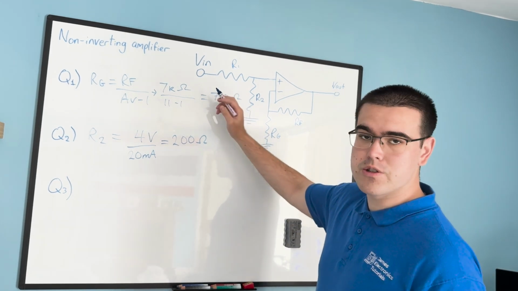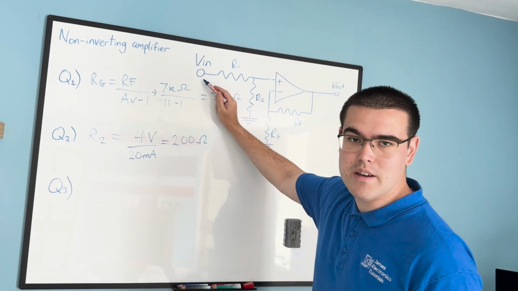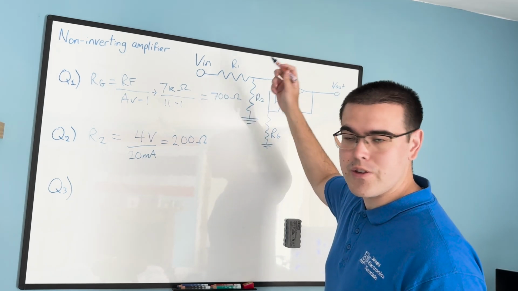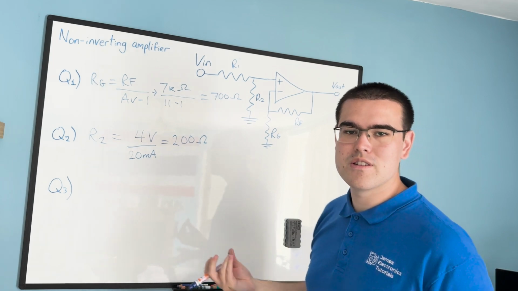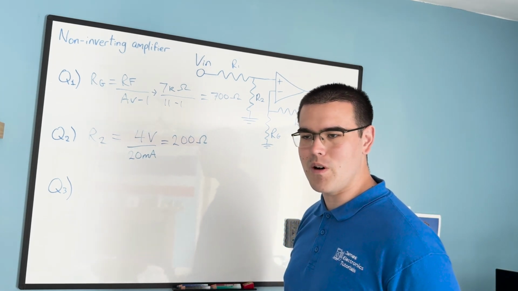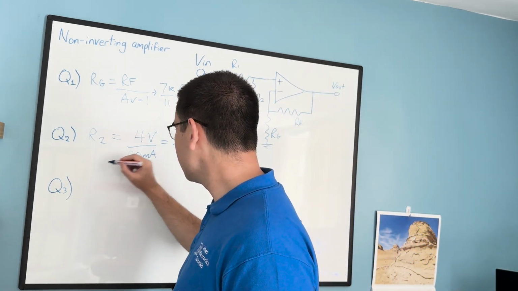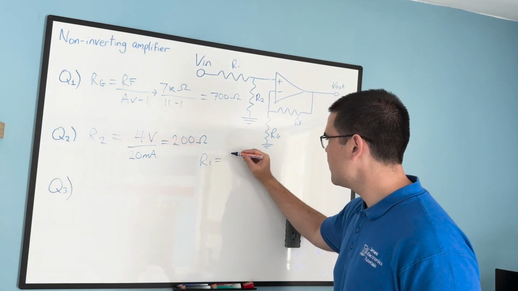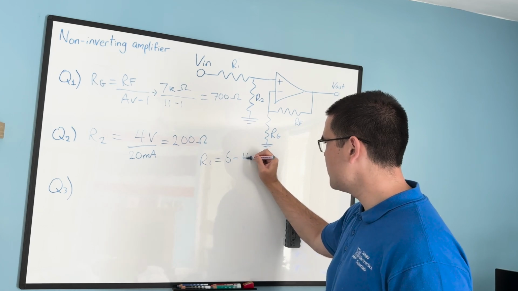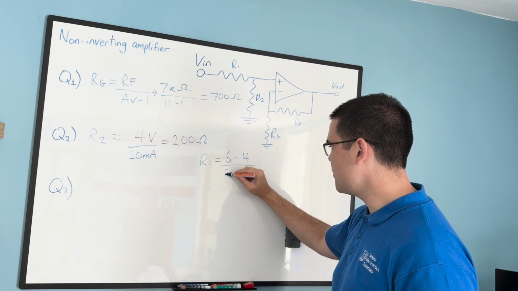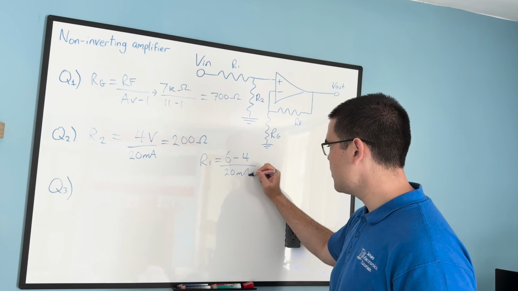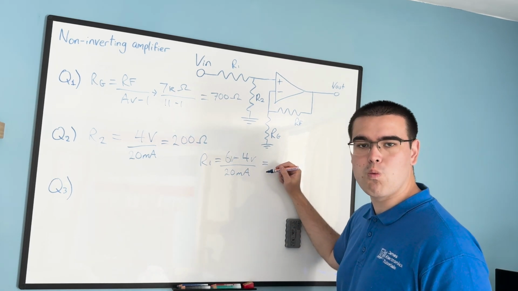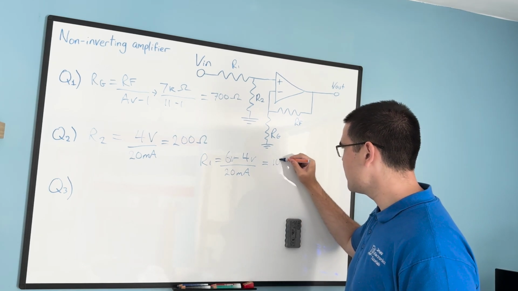Since we've chosen the input voltage to be 6 volts, and we have 4 volts going across R2, of course 2 volts would then have to go across R1. So R1 is equal to 6 minus 4 volts over 20 milliamps, which gives a value of 100 ohms.